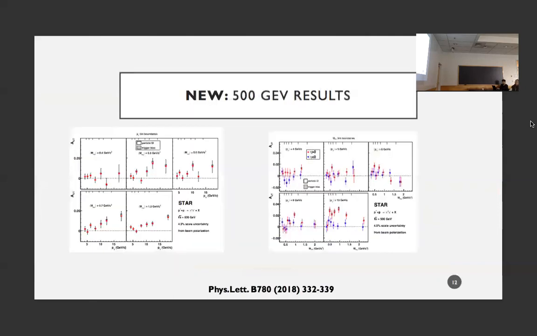Then the most recent result is actually first of its kind. It just came out in the beginning of this year. It is the measurement at 500 GeV now. So here on the left, I show you the invariant mass dependence in each panel, binned in the PT. So this is just for the forward rapidity, where in the higher X range we have larger asymmetries. On the right side, it's for different PT bins in each panel, the invariant mass dependence.